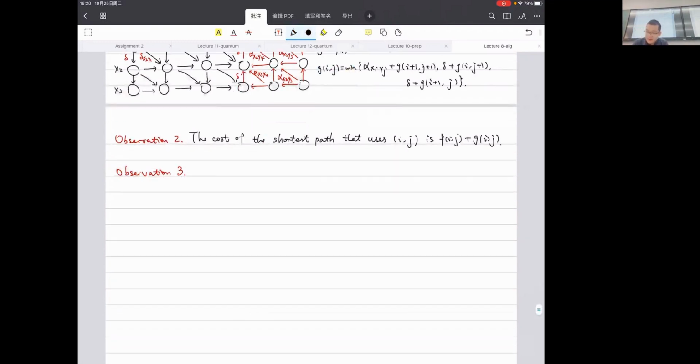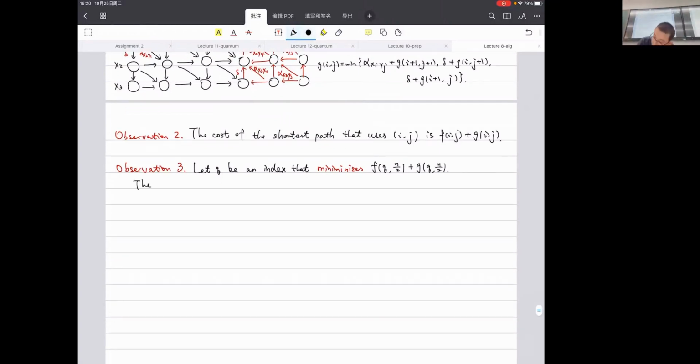For the third observation, let q be an index that minimizes the value of f q n/2 plus g q n/2. Then, based on the second observation, we know that the shortest path from 0 to n uses the point q of n/2 here. Okay, so any questions about observations 2 and 3 here?